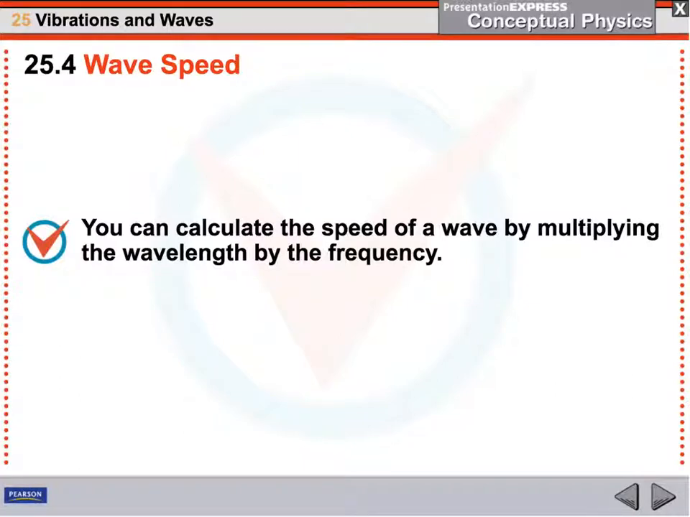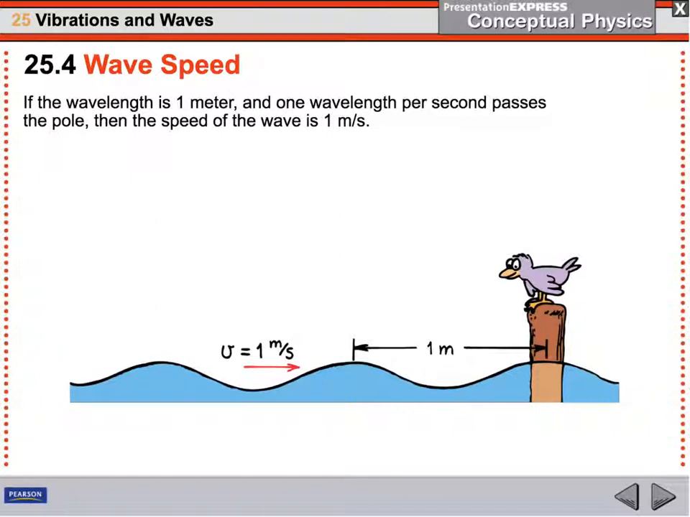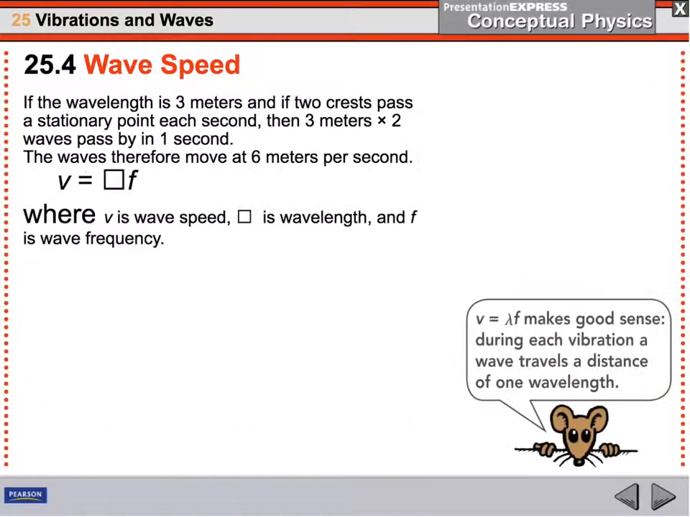You can calculate the speed of a wave by multiplying the wavelength by the frequency. The speed of a wave depends on the medium through which the wave moves. Whatever the medium, the speed, the wavelength, and the frequency of the waves are related. If the wavelength is 1 meter and 1 wavelength per second passes the pole, then the speed of the wave is 1 meter per second. If the wavelength is 3 meters and if 2 crests pass a stationary point each second, then 3 meters times 2 waves pass by in 1 second. The waves therefore must move at 6 meters per second.